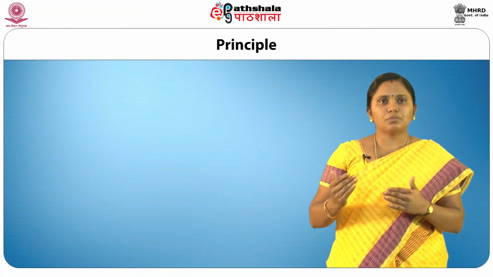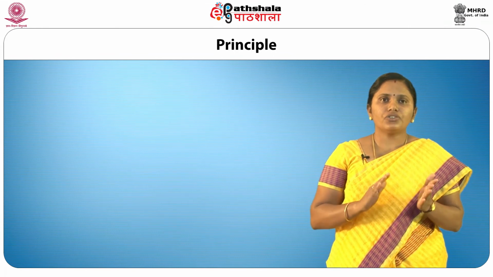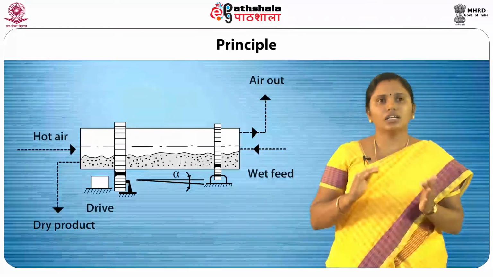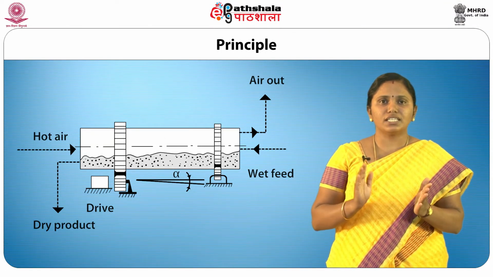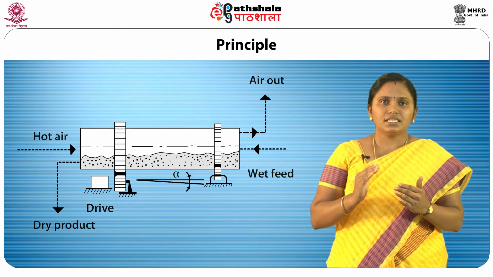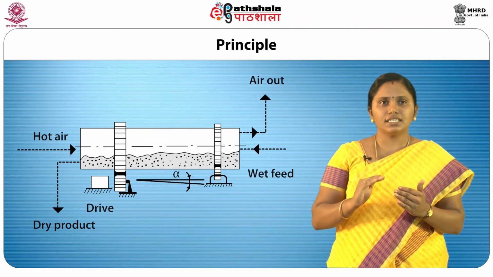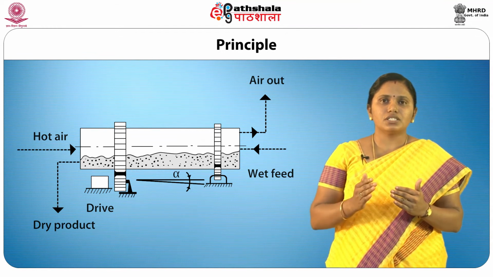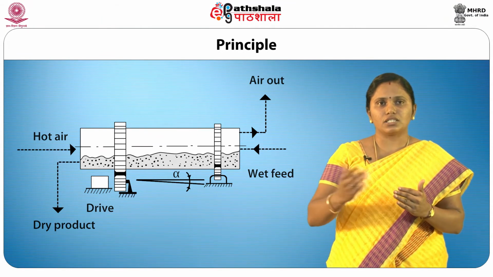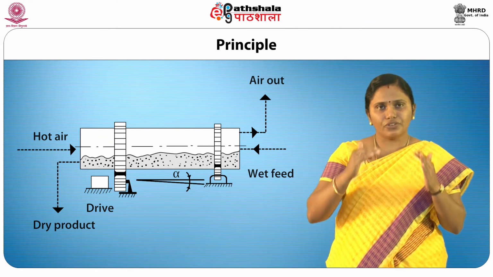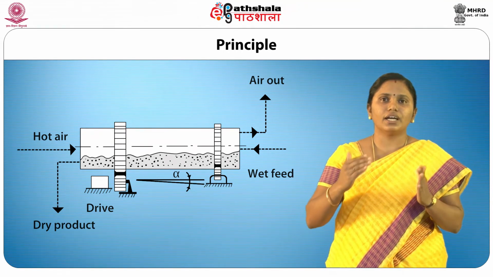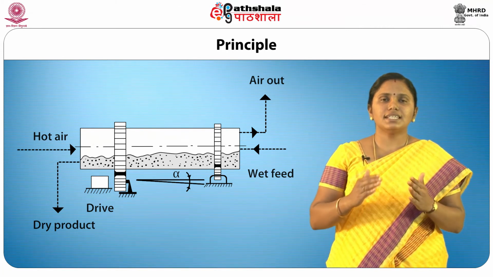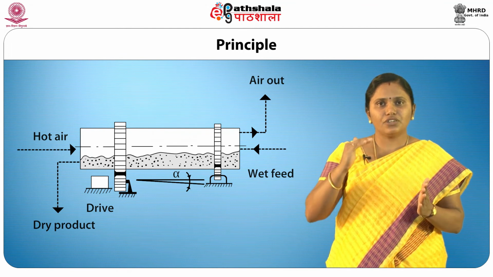Let us discuss the principle. Rotary dryers are generally used for drying wet granules or grains which do not have a tendency to stick. It is a continuous dryer and consists of a rotating horizontal cylindrical drum which is slightly inclined to the outlet. Wet material is fed at the upper end and the dry material is discharged from the other end. The cylindrical drum contains lifting flights.